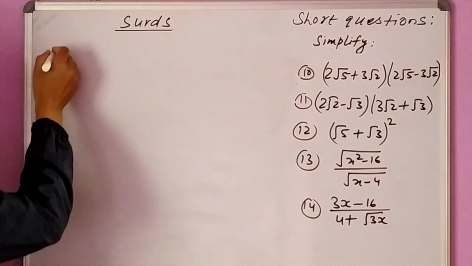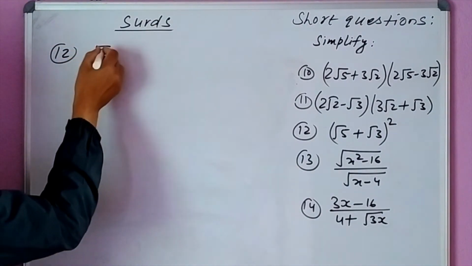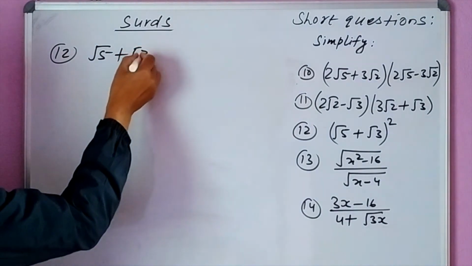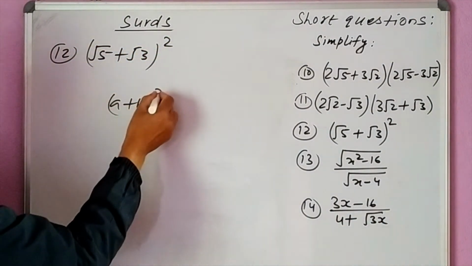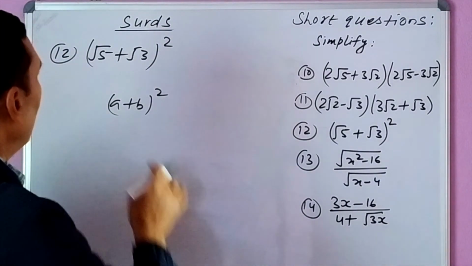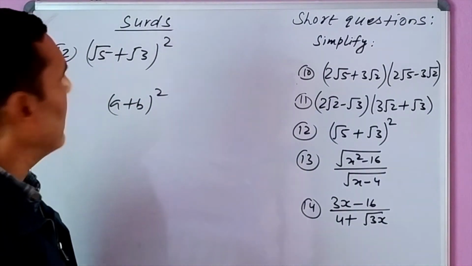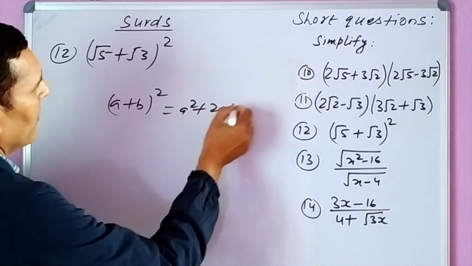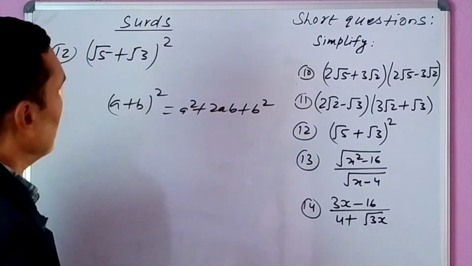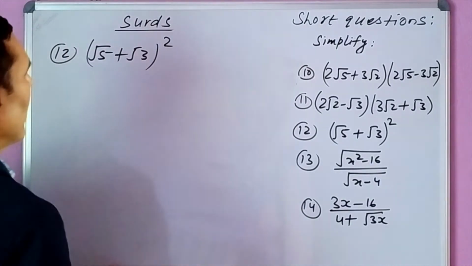Now question number 12. Root 5 plus root 3 whole square. It is just like (a plus b) whole square. Suppose this root 5 is a and this root 3 is b. We know the formula of (a plus b) whole square: a square plus 2ab plus b square. We use the same formula here.